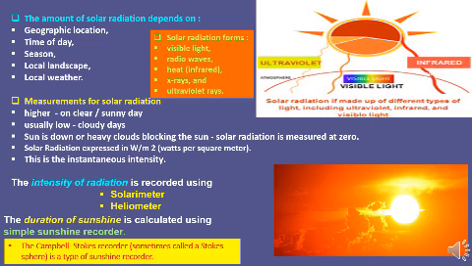The intensity of solar radiation is recorded using the instruments solarimeter and heliometer, and the duration of sunshine is calculated using the simple sunshine recorder. There is also the Campbell-Stokes recorder, also known as a Stokes sphere, which measures solar radiation and is also known as a sunshine recorder.